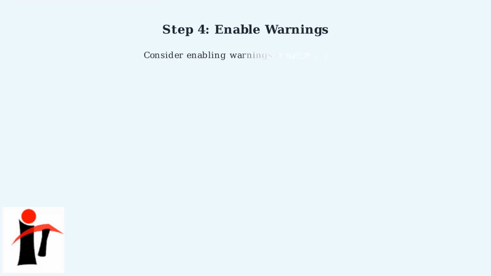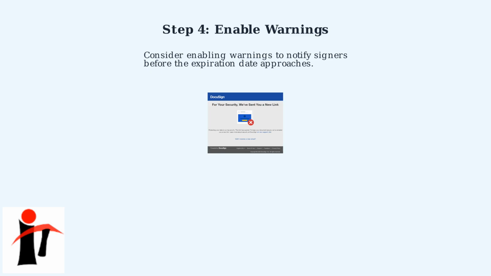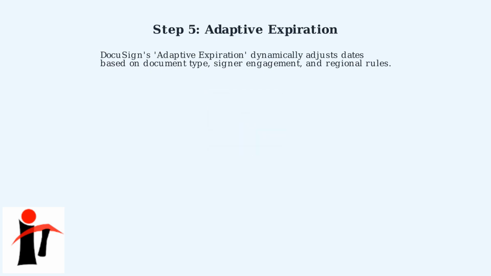Consider enabling warnings to notify signers before the expiration date approaches. DocuSign's adaptive expiration dynamically adjusts dates based on document type, signer engagement, and regional rules.